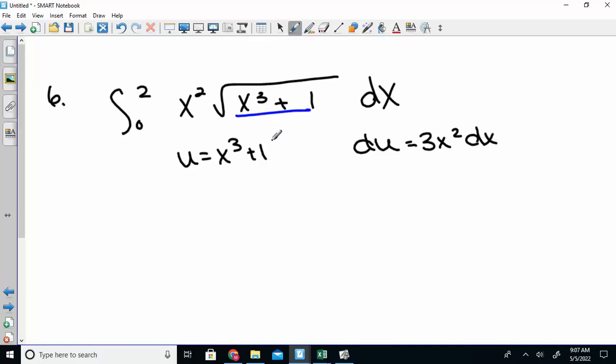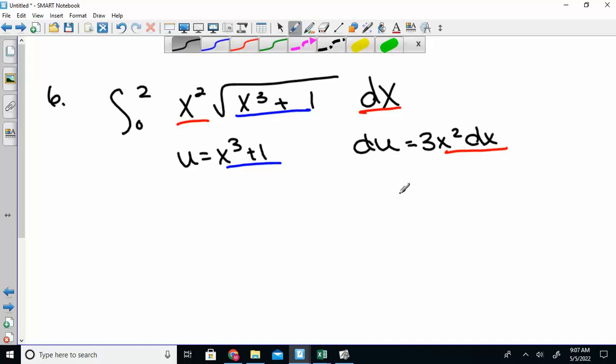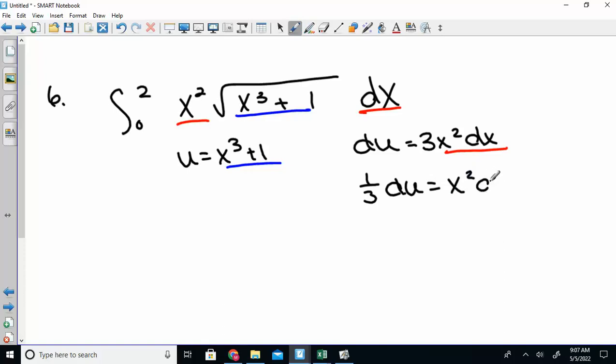So if I look at my problem, I'm replacing that x squared dx is here. We don't need the 3, so I'm going to divide that over. So we have the interval. If we plug in a 0, 0 cubed plus 1 is 1. If we plug in a 2, 2 cubed is 8, plus 1 is 9. We have 1/3 square root of u, or you could write that as u to the 1/2 du.